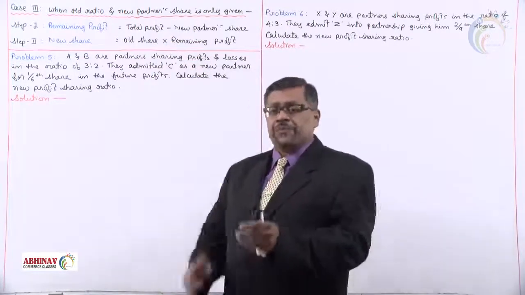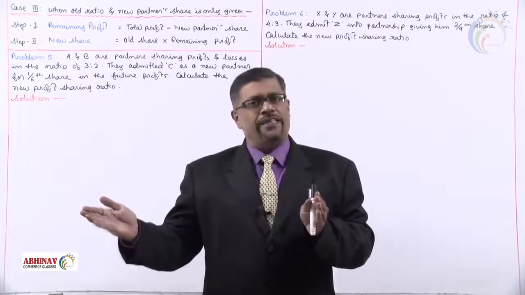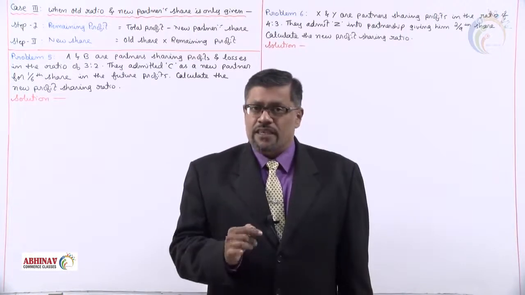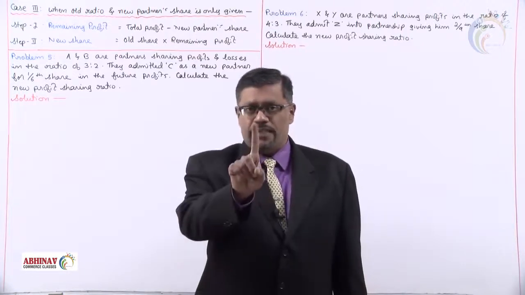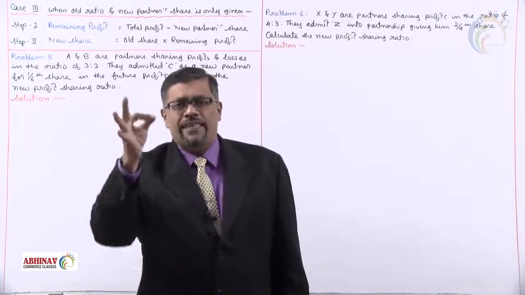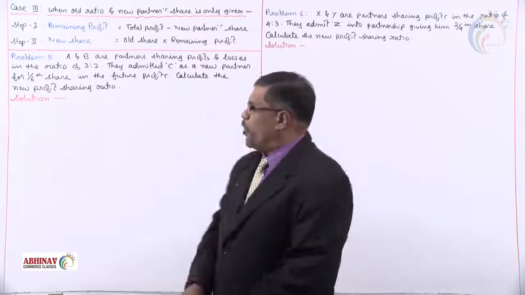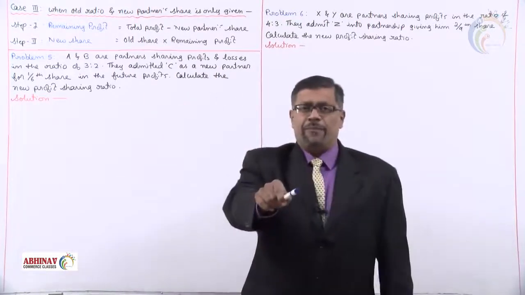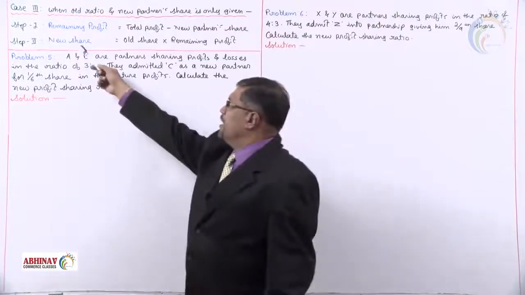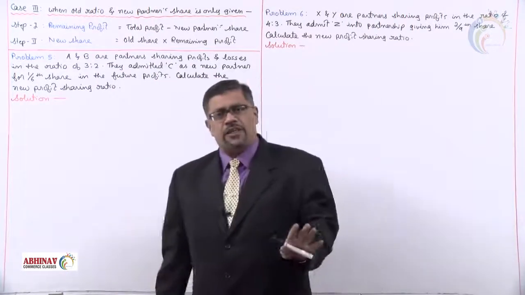I repeat, when you minus a percentage, 100 is the base: 100 minus whatever percentage is given. But when we deal with fractions, 100 is not the base, 1 is the base. So in this case, let the total profit be 1. From that minus the new partner share, we get the remaining profit. Once you get the remaining profit, we'll distribute the remaining profit among the old partners in their old ratio. We get the new share: old share into remaining profit. Very simple are these two steps.